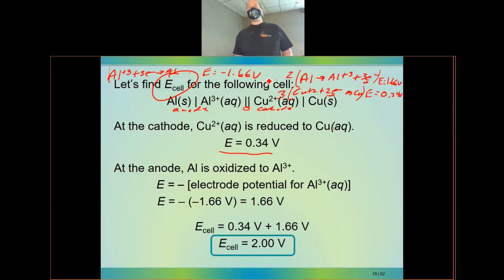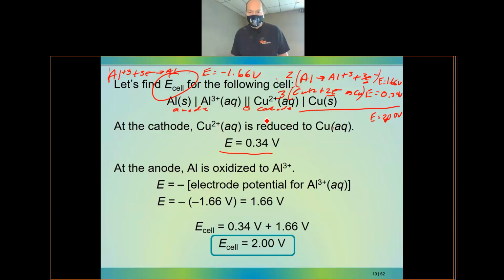All right, but note, different than delta H, different than delta G, different than delta S, when we multiplied it by the integer, you do not multiply the E value. We multiplied the reaction by 2, we do not multiply the E value. When we add this up to get the overall reaction, you just add the E values. You have your 1.66 plus your 0.34, and this is going to give you 2.00 volts. That is a 2-volt cell.